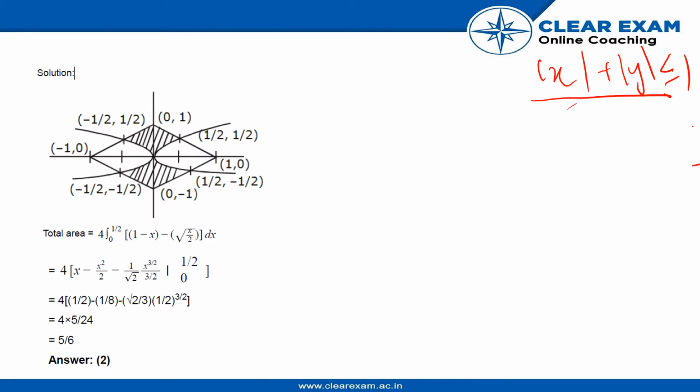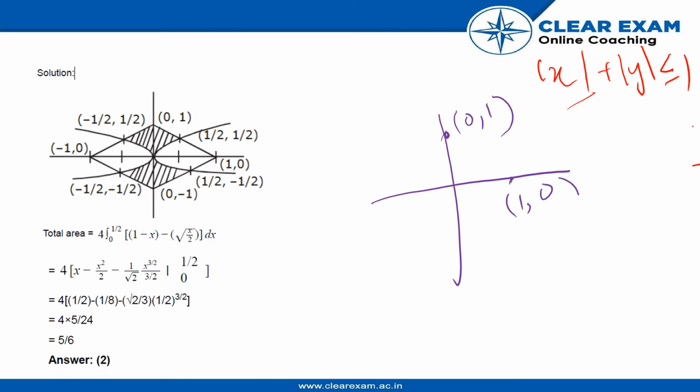So when we open this equation, it will be opened in 4 ways. Okay, so what are the 4 ways? We'll be discussing it now. The first would be positive positive. So that would be (0, 1) and (1, 0).